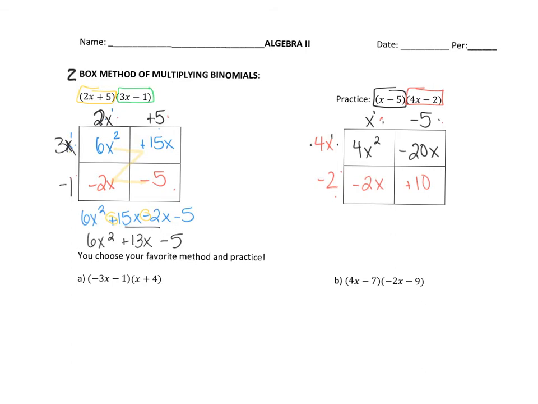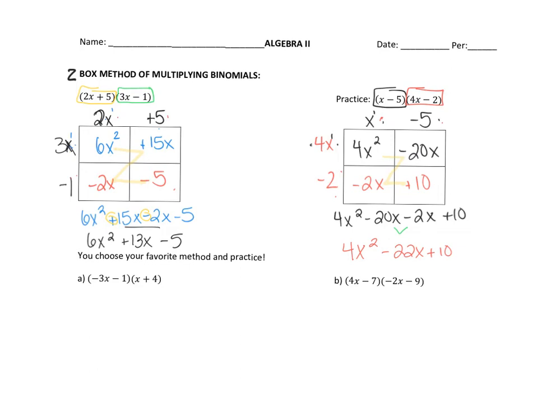Now we need to draw our Z. Boom, boom, boom. And you're going to write those numbers down in the order that you wrote the Z. So 4x squared minus 20x minus 2x plus 10. Okay? But remember, you are not done. You have to combine like terms. Okay? And in this case, the like terms are going to be right next to each other. When we do the box, they're always going to be right next to each other. Okay? So my end answer is 4x squared minus 22x plus 10. Okay? So that is my answer. That is using the box method.